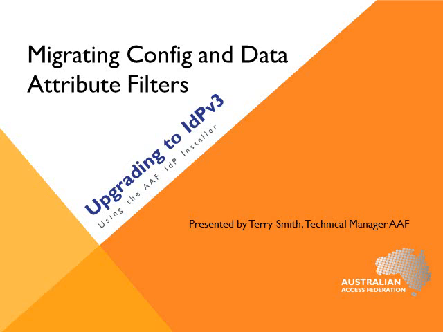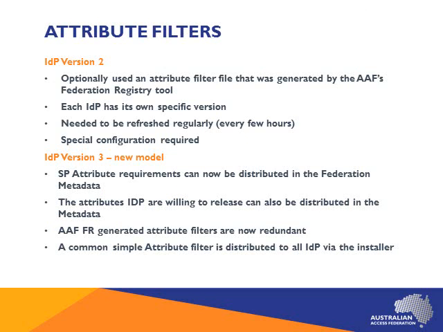In this presentation, we will be looking at the attribute filters used by your IDP. Attribute filters are used to restrict the set of attributes that are provided to service providers. In IDP version 2, the AAF provided an optional attribute filter file that was generated by the AAF Federation Registry tool. Each IDP had its own specific version. It needed to be refreshed regularly, every few hours preferably, and special configuration was required at the IDP.